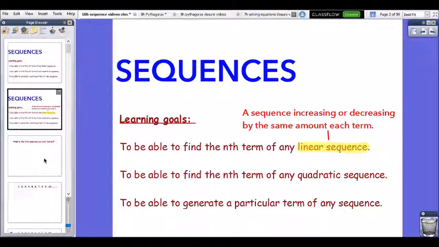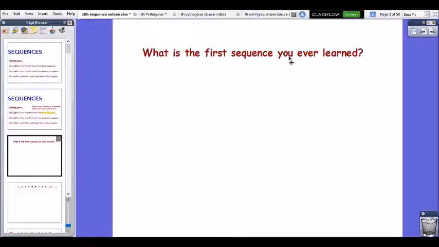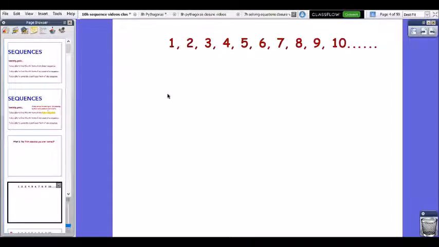The first question I'm going to ask you is, what's the first sequence you ever learned? I'll give you a few seconds to think about that. You can pause the video if you need to. Okay, I'm willing to bet that this is the first sequence you ever learned: 1, 2, 3, 4, 5 and so on. It's our counting numbers, it's our 1 times tables.